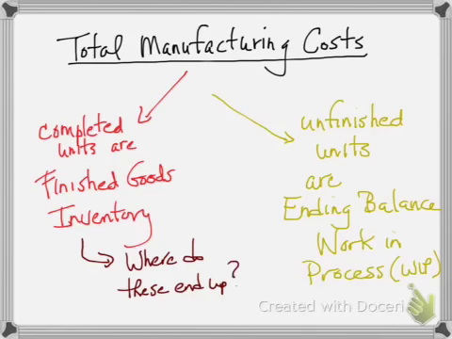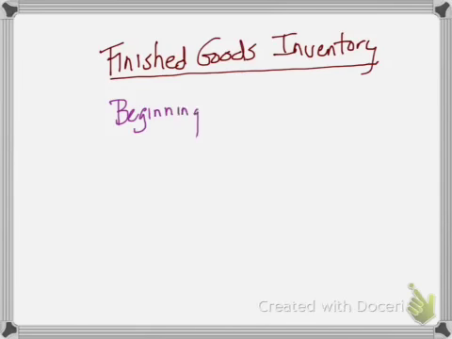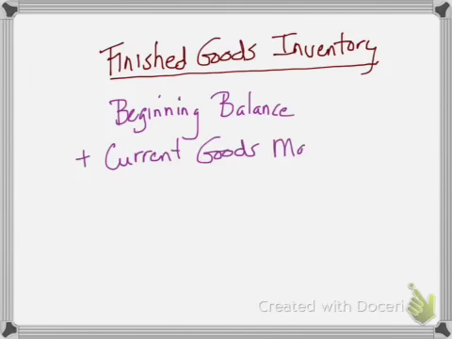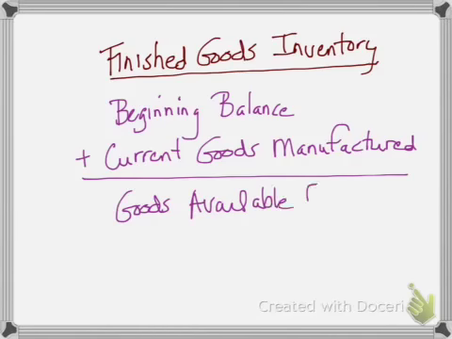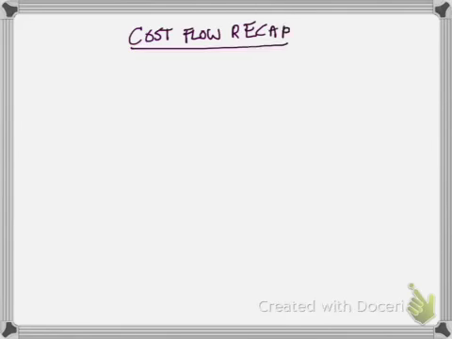So total manufacturing costs get split into two broad categories. The ones that are finished go to finished goods, and the ones that are unfinished remain in a work in process account. So those finished goods, they end up in one of two places as well, right? So there may be some beginning balance of finished goods inventory, things sitting in the warehouse waiting to be shipped out, plus the current goods manufactured, right, the cost of the finished goods that were produced in the current period, and that gives us the goods available for sale, and goods available for sale either end up in cost of goods sold or they end up in the ending balance for finished goods inventory.